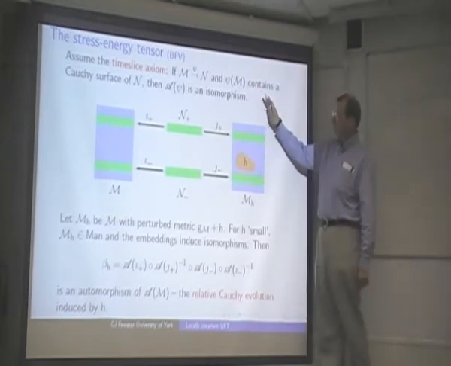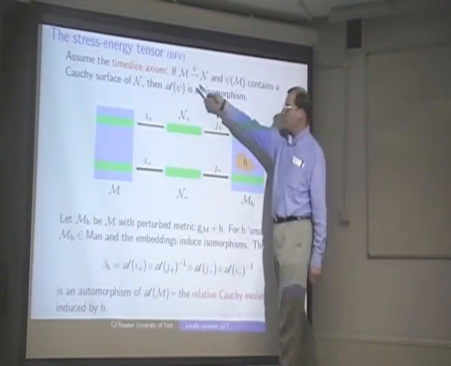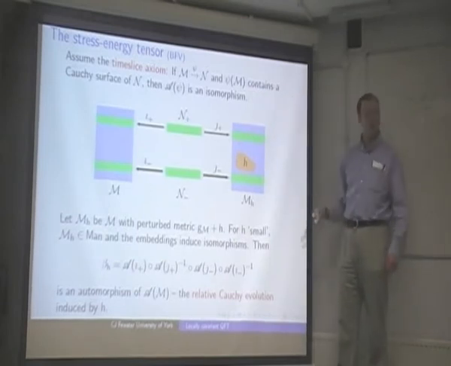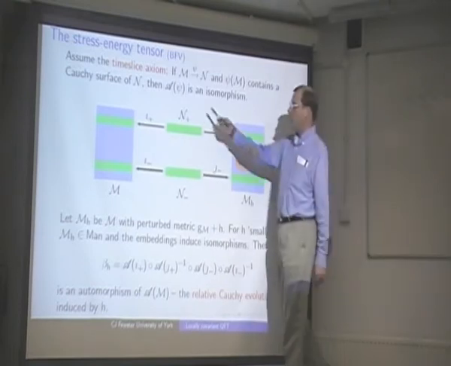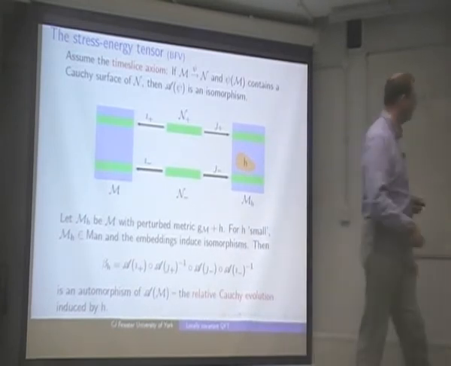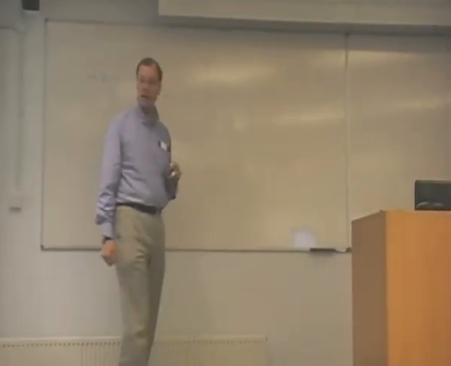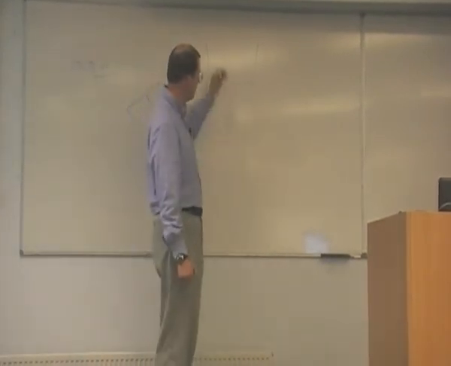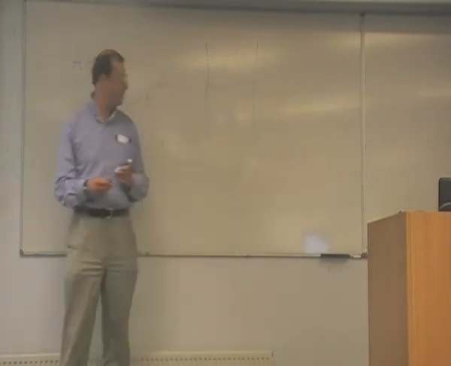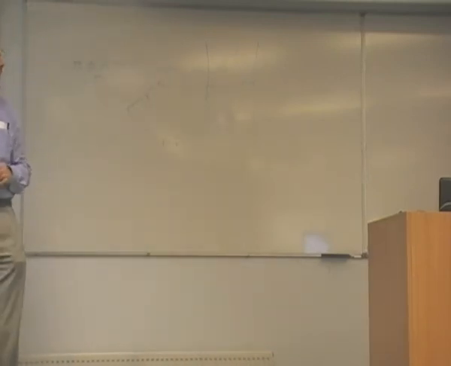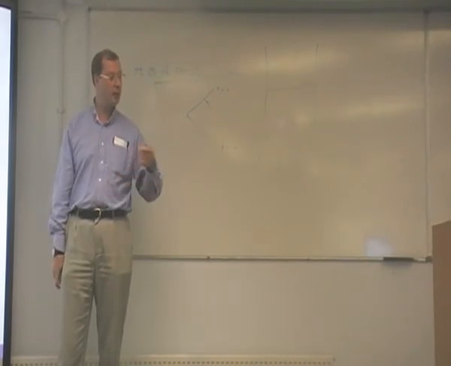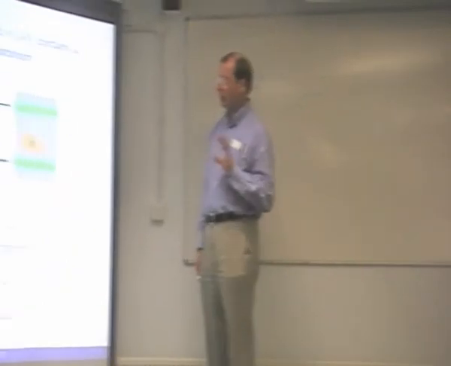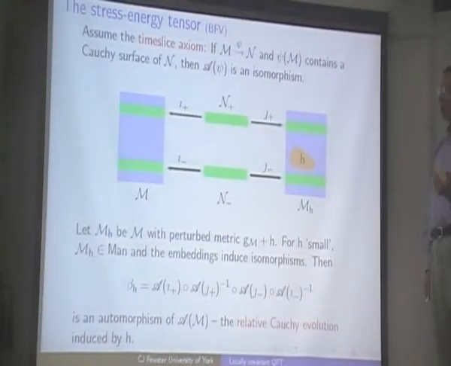I'll make one more assumption, which is that if I have an embedding of space-times such that the image contains what is called a Cauchy surface for the larger space-time, then this morphism A of psi must in fact be an isomorphism. And I need to tell you what a Cauchy surface is. Well, any globally hyperbolic space-time can in fact be foliated by Cauchy surfaces. These are space-like surfaces intersected exactly once by every inextendable time-like curve will do as a definition. Put another way, they're good surfaces for specifying initial data for the Klein-Gordon equation. So if I have such an embedding, I assume I have an isomorphism of the algebras.